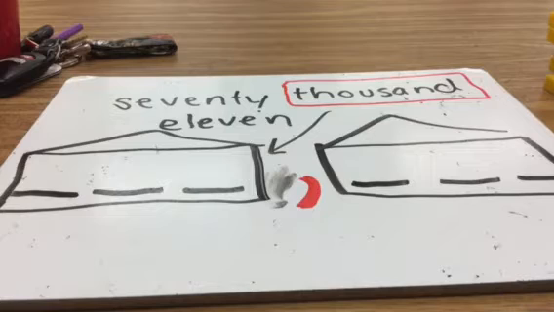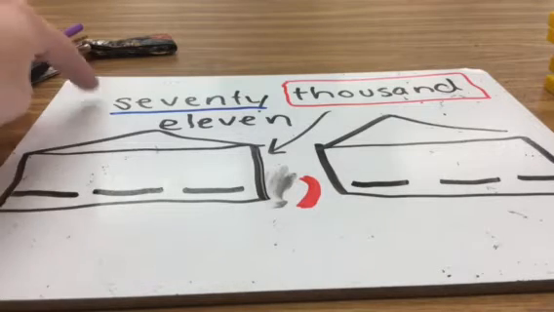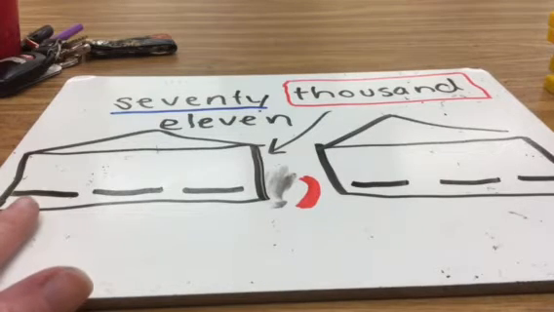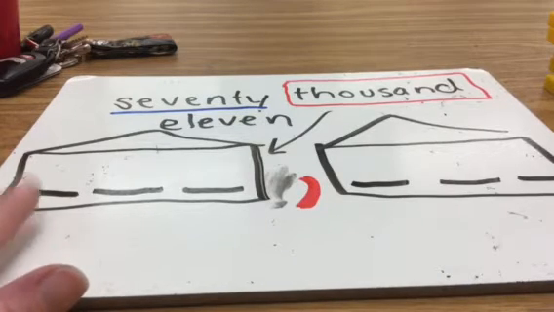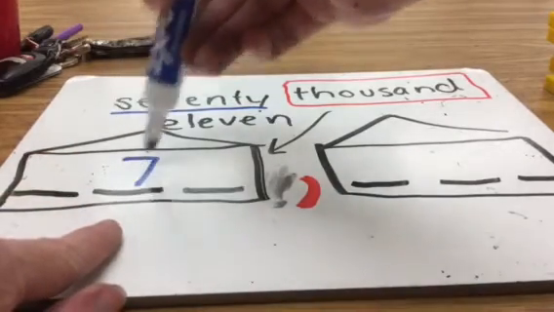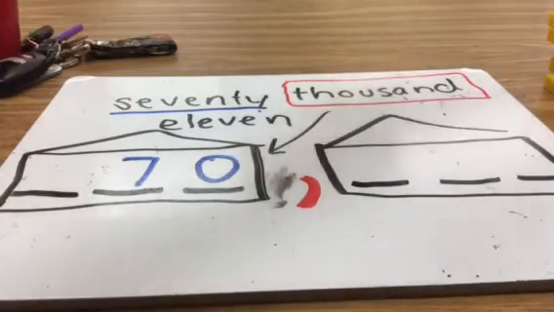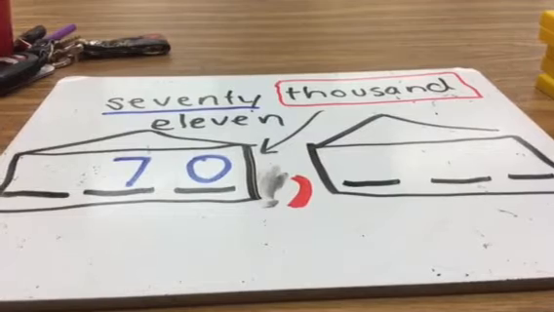So what am I going to put in the thousands house? Well, I see that before the word thousand is the word 70. So that means I'm going to put 70 into my thousands house. Now, if I was just writing the number 70, would I put anything in the hundreds place? No, because 70 doesn't have any hundreds. So I'm going to start here. Now I'm going to look after the word thousand for my regular house, my ones house, my hundreds house. And I see that it's going to have 11.